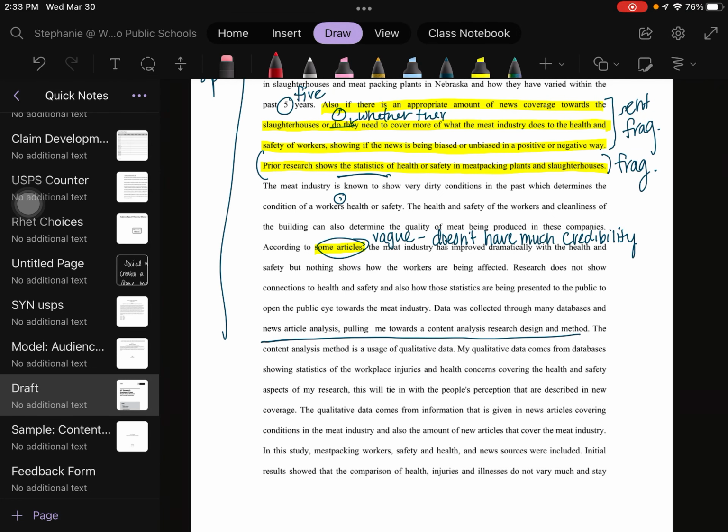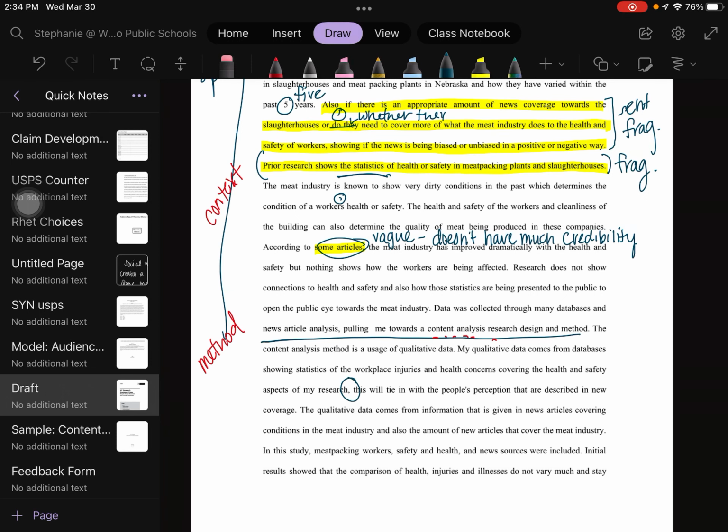I'll change my color though because this is just kind of me thinking out loud. But their abstract provided context, and now they provided the method that they were going to use, particularly this content analysis. The content analysis method is a usage of qualitative data. My qualitative data comes from databases showing statistics of the workplace injuries and health concerns covering the health and safety aspects of my research. This will tie in with people's perceptions that are described in new coverage.